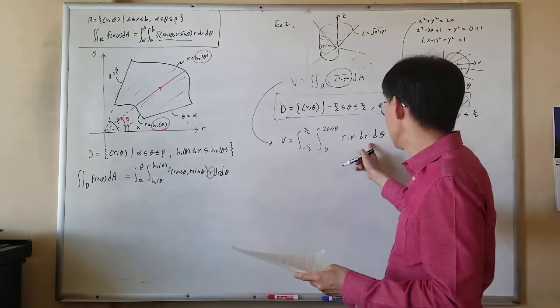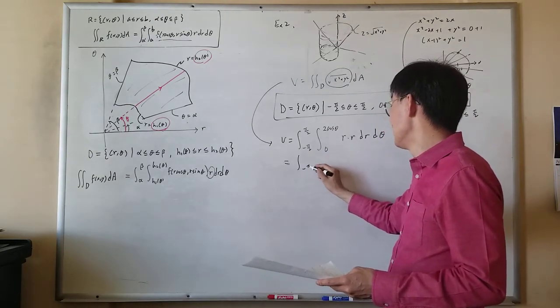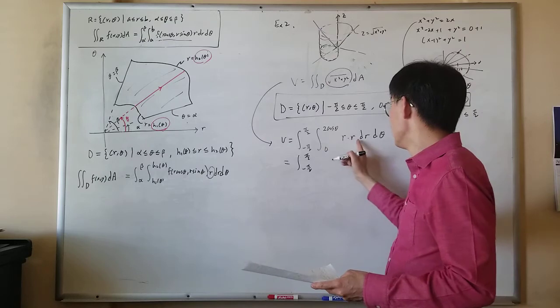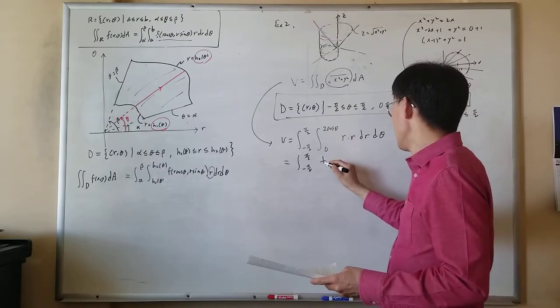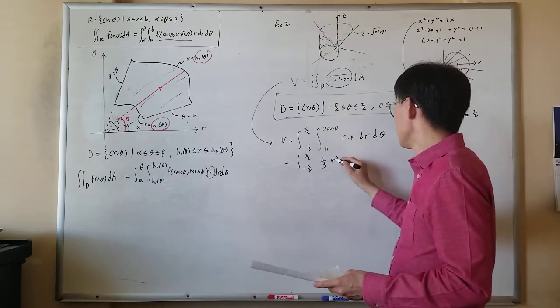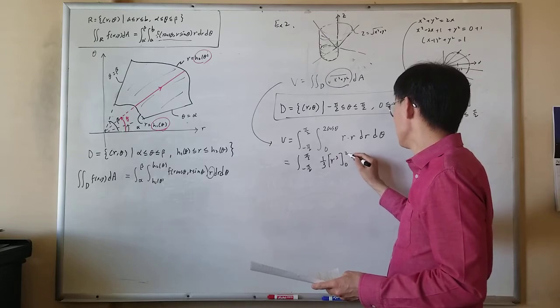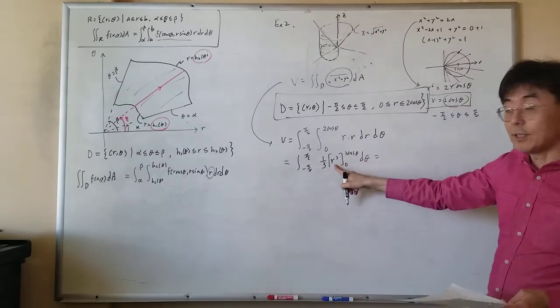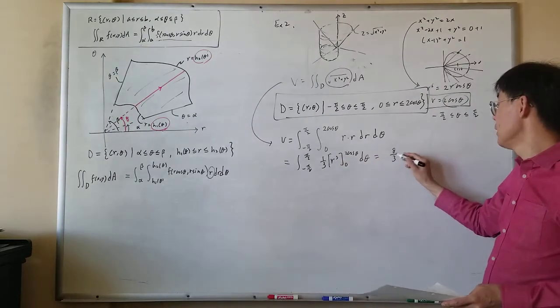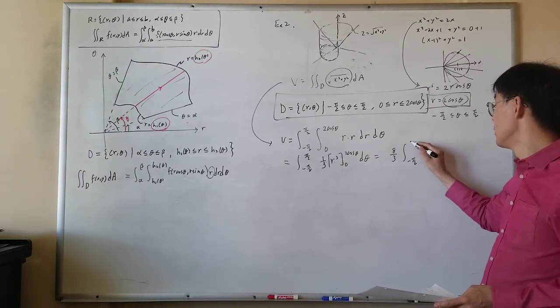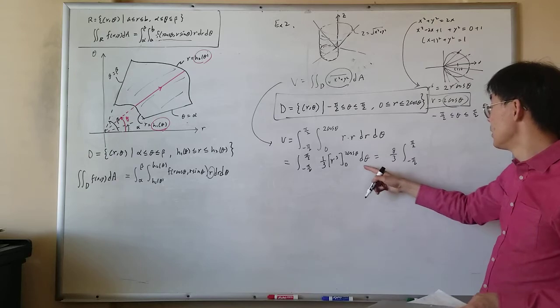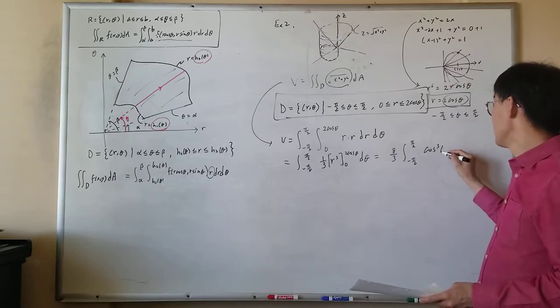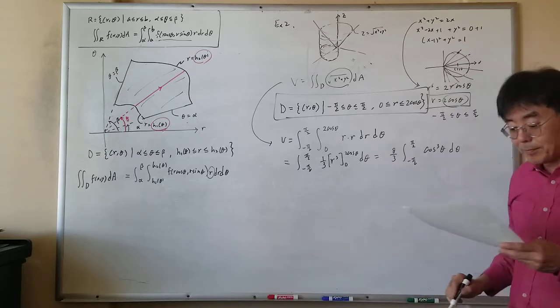Then after that, it's easy. R squared times 1/3 R squared gives R to the third, integrated from 0 to 2 cosine theta d theta. 2 to the third is 8, so 8 over 3 times the integral of cosine to the third theta d theta. Okay?